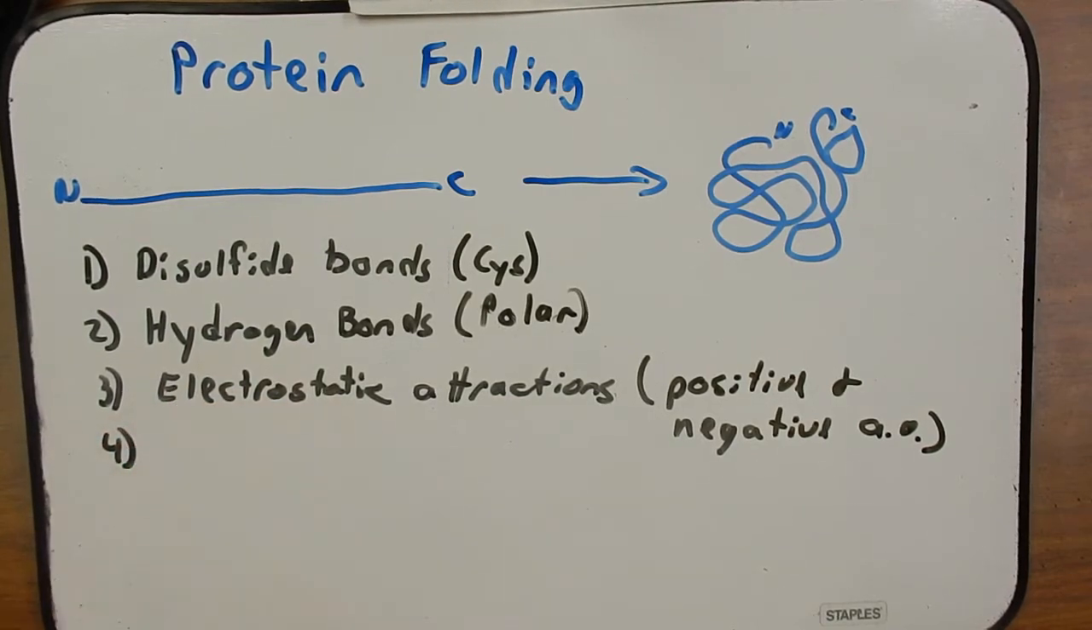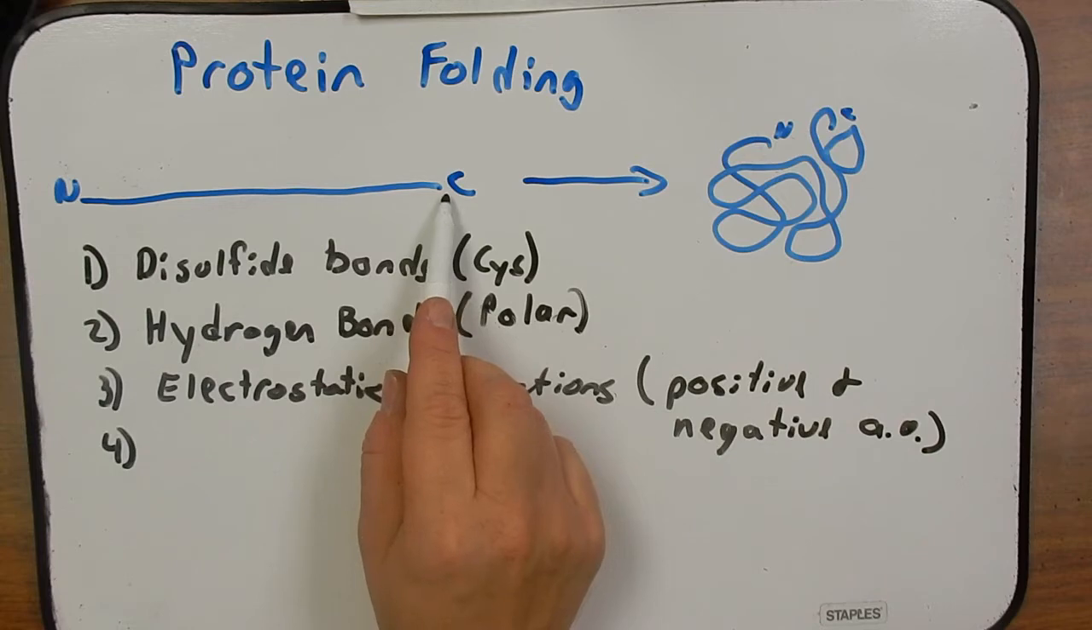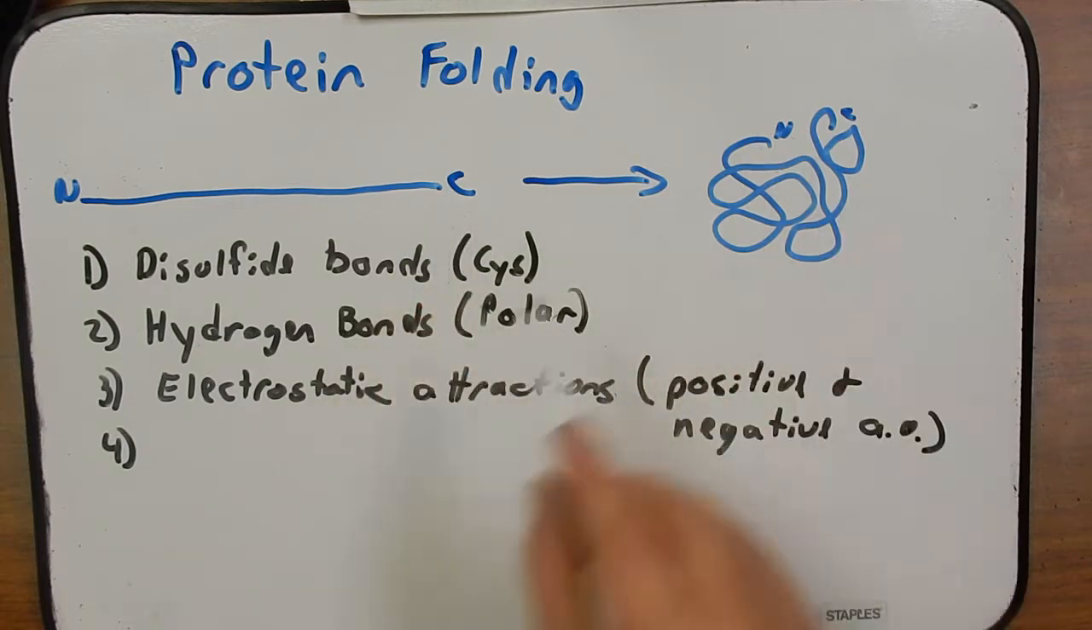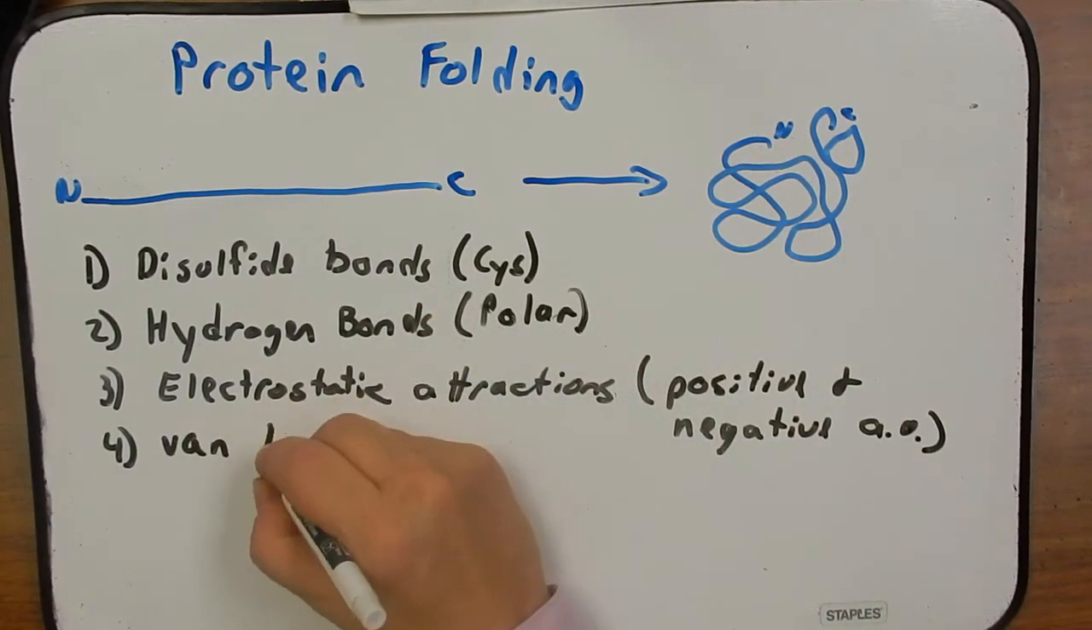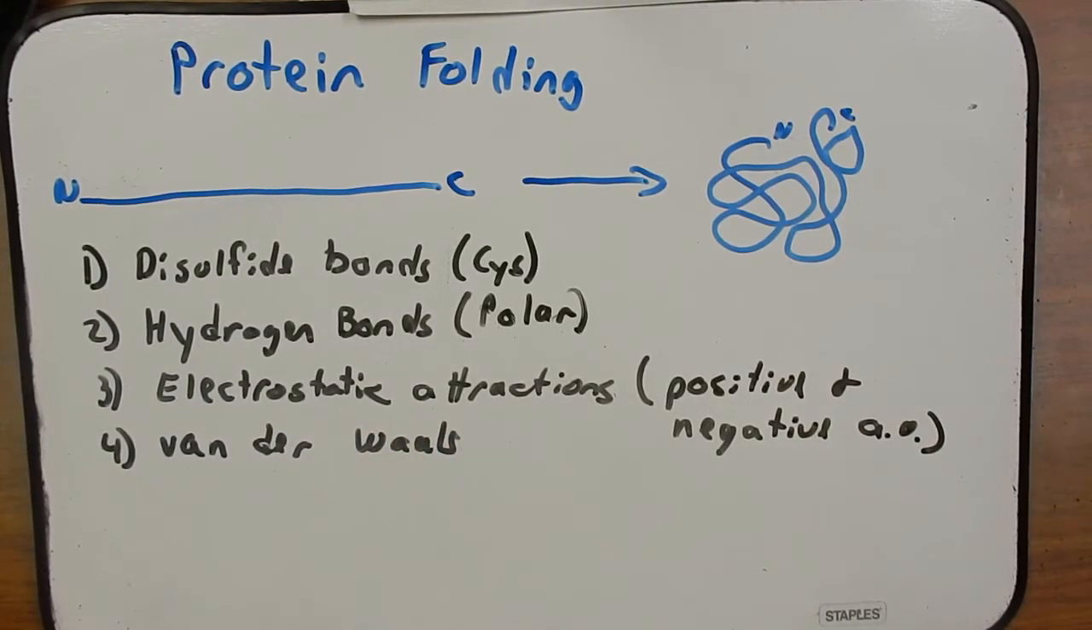The fourth type of interaction that's going to be important in going from this stretch of amino acids into this fully folded protein are van der Waals. And remember, these van der Waals occur because of these very temporary positive and negative charges that exist because of the way the electrons spin around the outer shell of the atom.